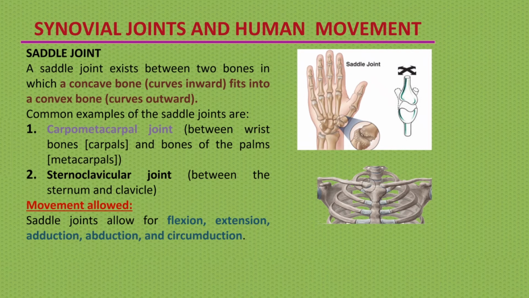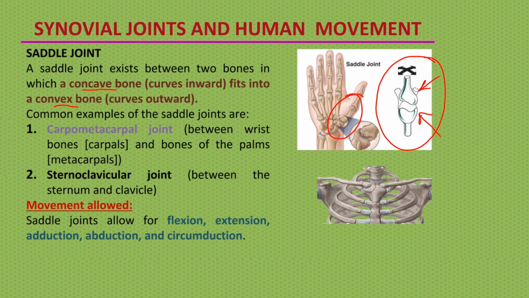Think of a saddle joint like a horse and its rider. In a saddle joint, a bone with a concave surface fits into another bone with a convex surface. A common example is demonstrated on the board here. The concave bone, which is the bone that is curved inward, fits into the convex bone, which is the bone curved outwards. A common example is the carpometacarpal joint, found between the wrist bones and the bones of the palms.